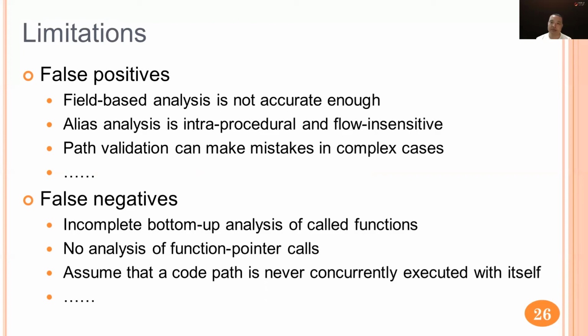Second, DLOS also has some false negatives for several reasons. For example, its bottom-up analysis is not complete when handling called functions. Moreover, it fails to perform analysis of function pointer calls. In addition, DLOS assumes that a code path is never concurrently executed with itself.